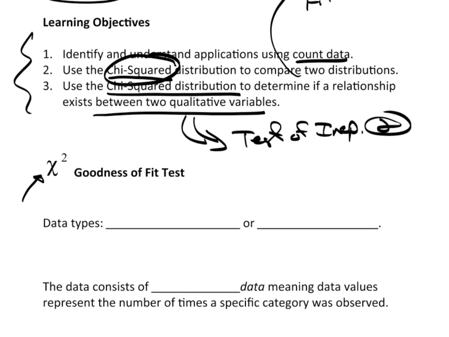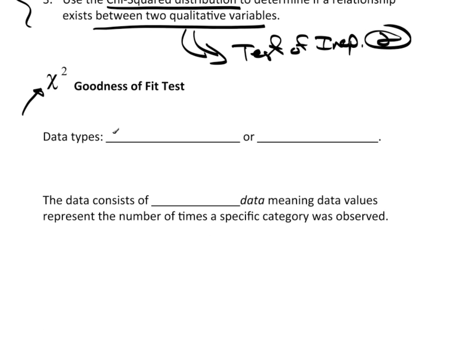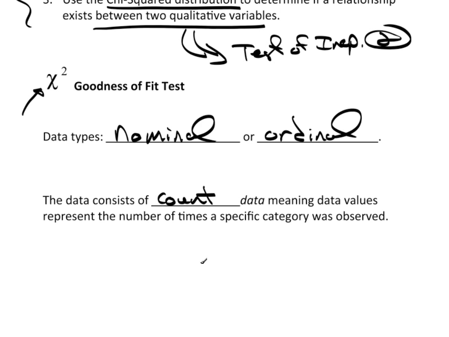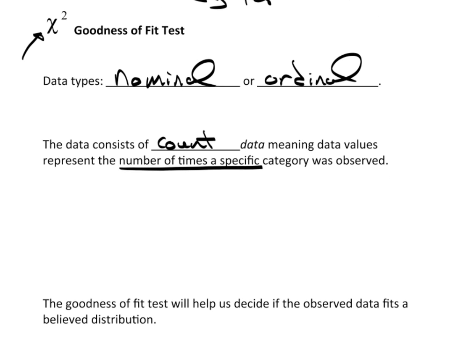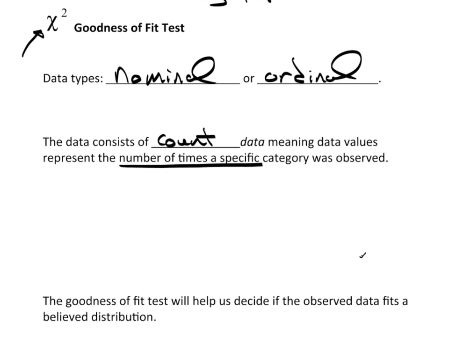So let's start off with the chi-square goodness of fit. First of all, the data types. We need either nominal or ordinal data. This doesn't make any sense with interval or ratio data because it's count data. The data values represent the number of times a specific category was observed. As an example, we might look at the ethnicity of a sample, because it's a jury pool selection, something like that.